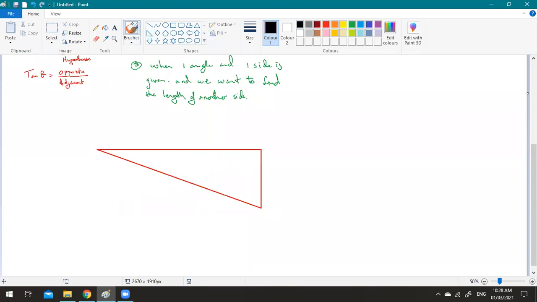So we're calling this X, Y, Z. We know here's a right angle. If they give us this side here, let's call it xy, and they give us this side here, yz, and they want us to find this angle, what formula are we going to use?